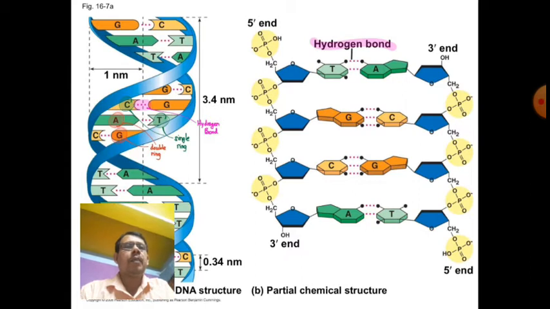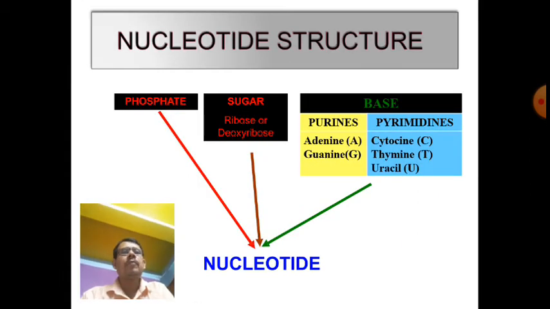5 prime to 3 prime or 3 prime to 5 prime, always. If the first strand is 3 prime to 5 prime, the second strand will contain 5 prime to 3 prime. It will be seen, but it must be seen very carefully, in the 5 prime to 3 prime direction. That is why the DNA is anti-parallel.